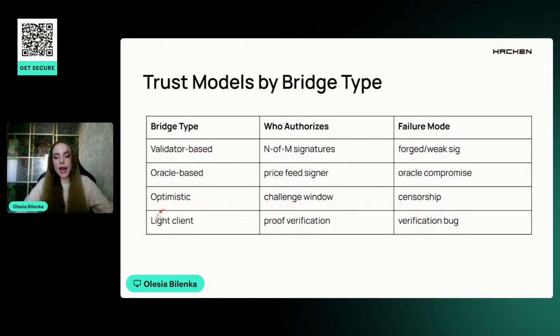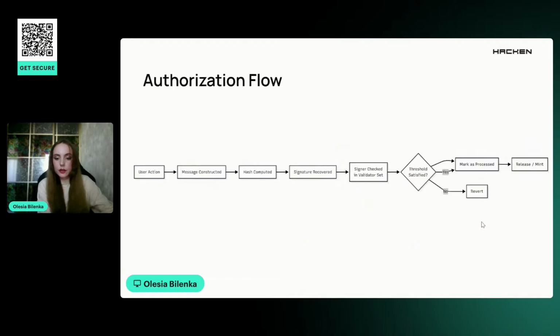And light client bridges verify proofs on chain. So if there is a verification bug in the implementation, the bridge is not secure. So let's look at the authorization flow. Here is the detailed flow.